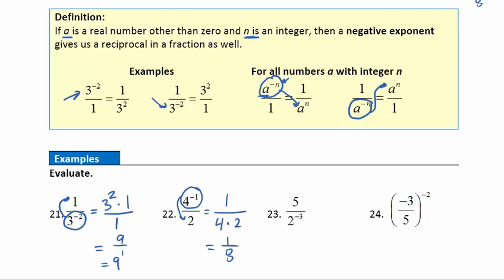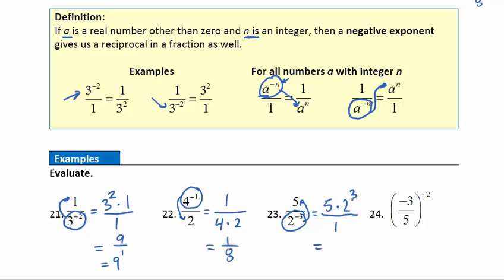Okay, example 23. Here's my negative exponent. Let's take this factor and move it up to the numerator to get rid of it. So it would look like this: 5 times now 2 to the positive third power. When I move this out of there, there'll be a 1 left down below.